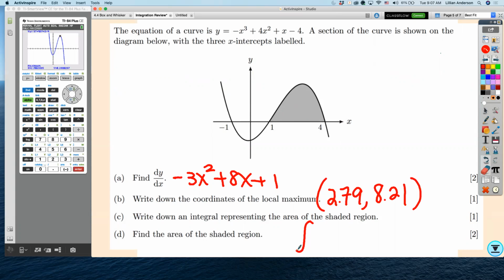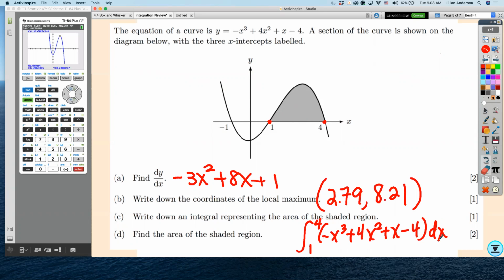The integral is that curvy S. What's my lower bound? 1. And my upper bound is 4. It is basically those two x values that block off that shaded region. What goes beside the integral? The original function. The actual function. This one is a write down problem. So it's essentially testing to see, do you understand how to set up the integral to represent that shaded region?